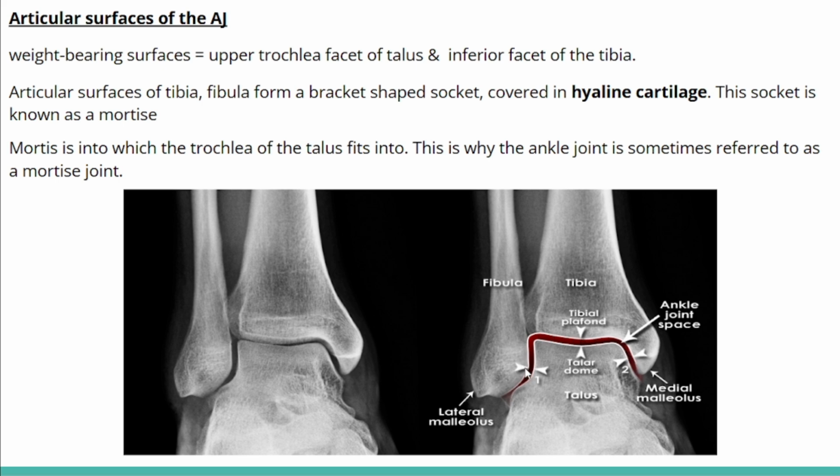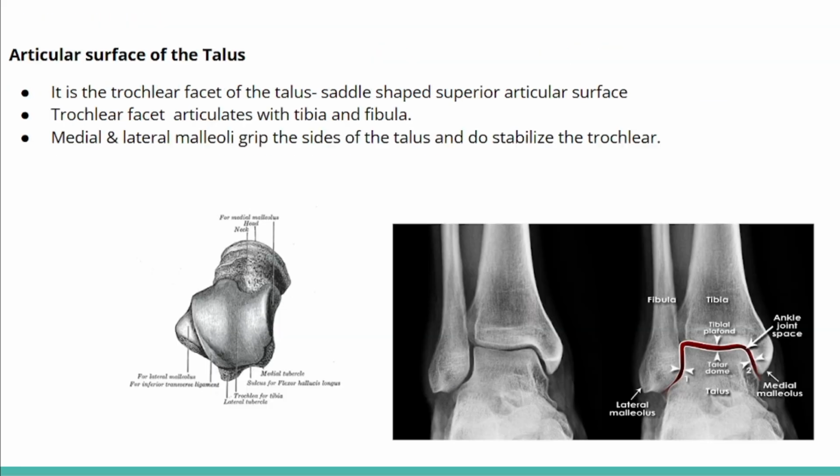This is lined with the hyaline cartilage, and this socket you can see in this lower picture. The socket is known as the mortise. Now the mortise is where the trochlea of the talus fits into. This is why sometimes this joint is referred to as a mortise joint. You can see in this picture the nice pocket formed and the talus fits into this socket. You can see the joint space as well.